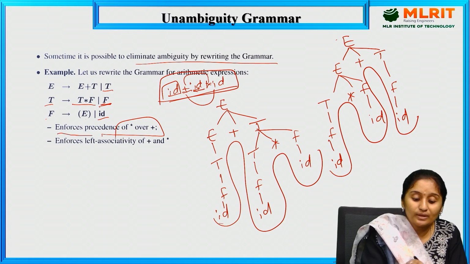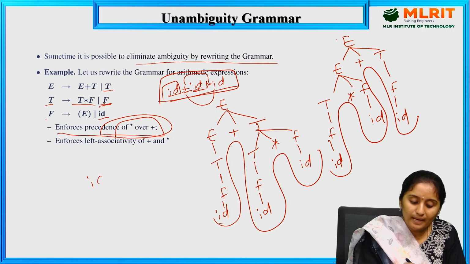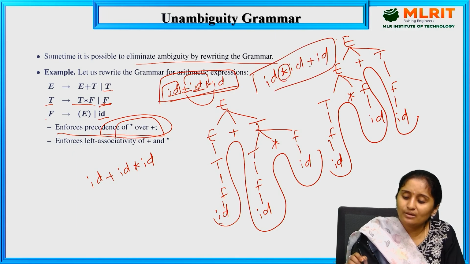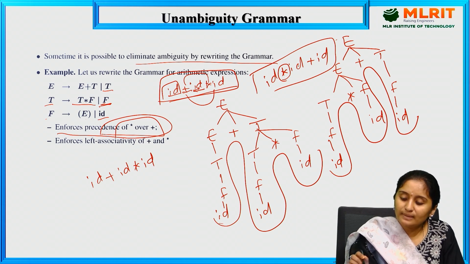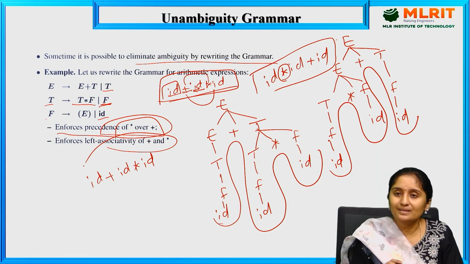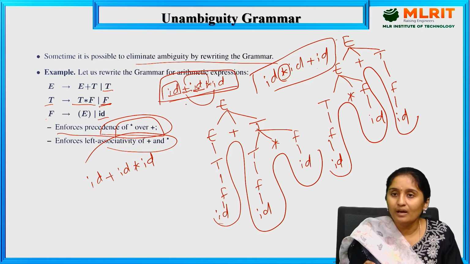Based on these precedences, I am going to generate two parse trees. Here I have generated the parse tree as ID plus ID into ID, but here I am going to generate ID into ID plus ID. The difference is that the plus is replaced with multiplication, and here the multiplication is replaced with plus. This is by applying left associative rules. So it is an unambiguous grammar: for the given string, I can generate only one parse tree.